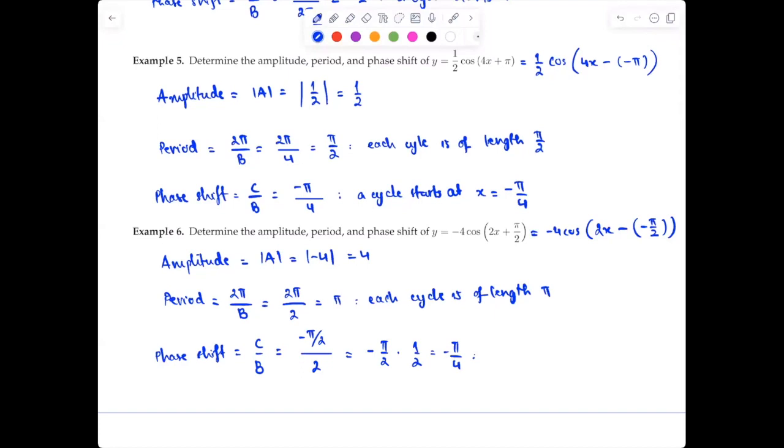So in this case, again, the cycle starts at x equal to negative pi over 4. And that's it for sine and cosine functions and all the transformations. Again, in the graph of sine and cosine functions, most of the time we want to calculate the amplitude, the period, and the phase shift of the functions. We're done with sine and cosine, and now let's move on to tangent and cotangent functions.